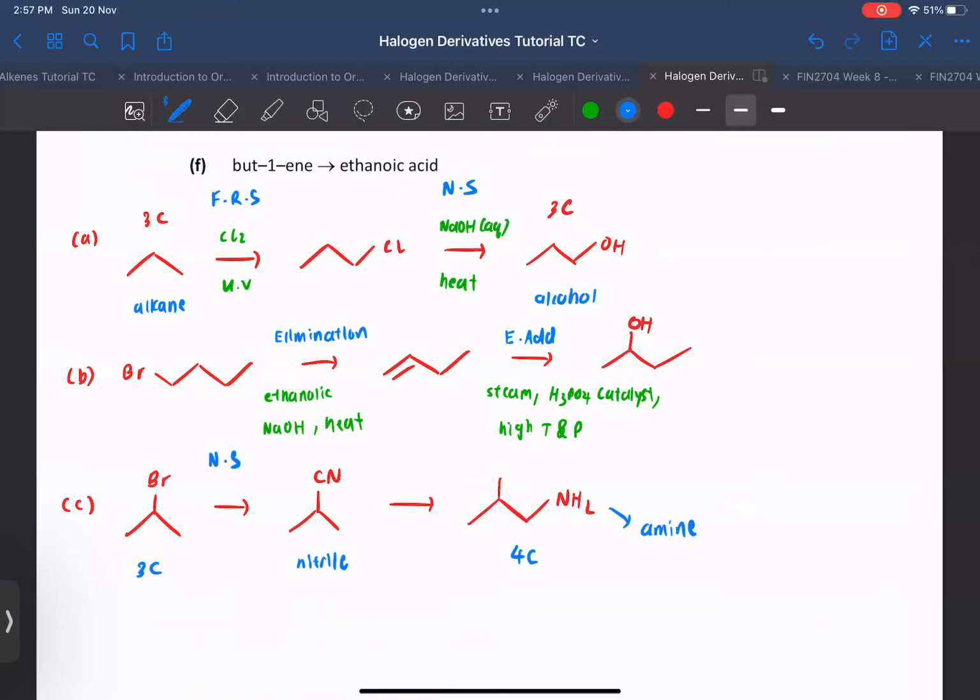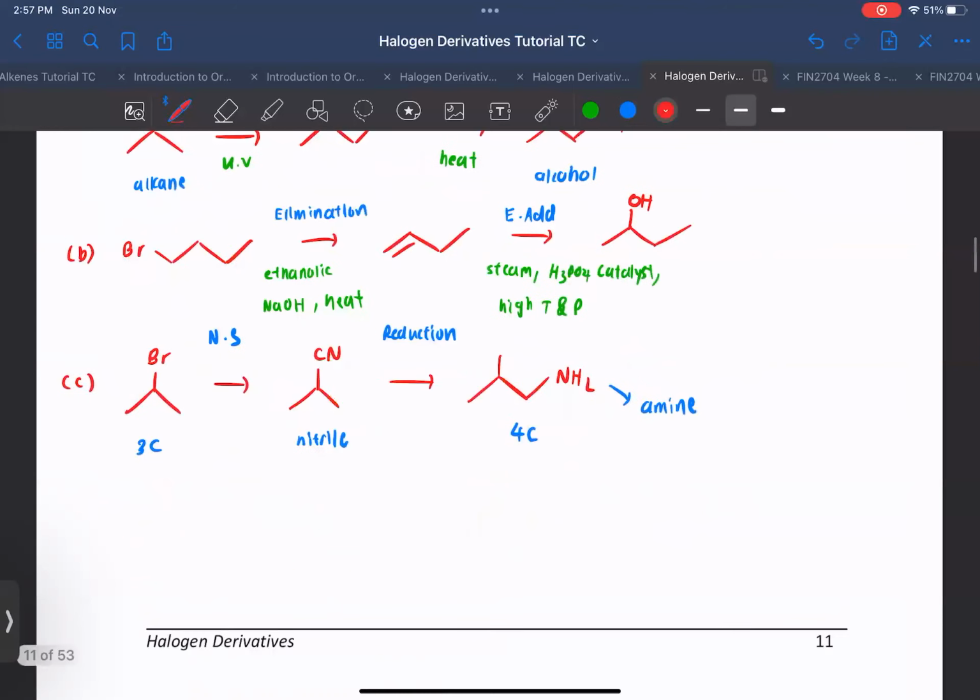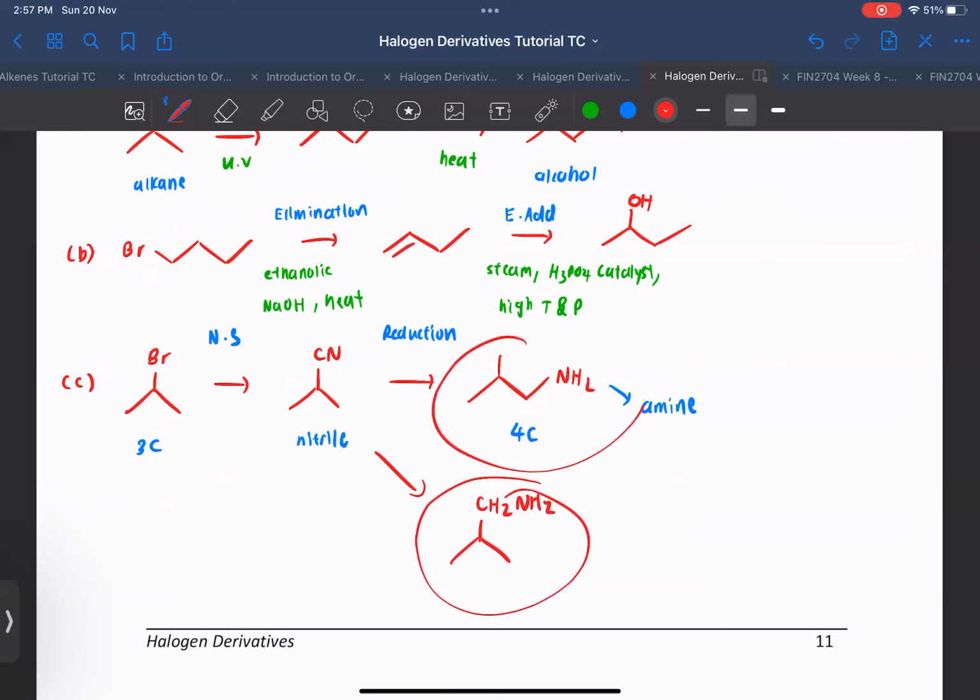Reduction. Yes, so it's a reduction reaction. That's the answer. Now notice, just now what I said is this. If you all can't recognize, to reduce, you add 2 H's to C and 2 H's to N, right? This is actually the same thing as this.